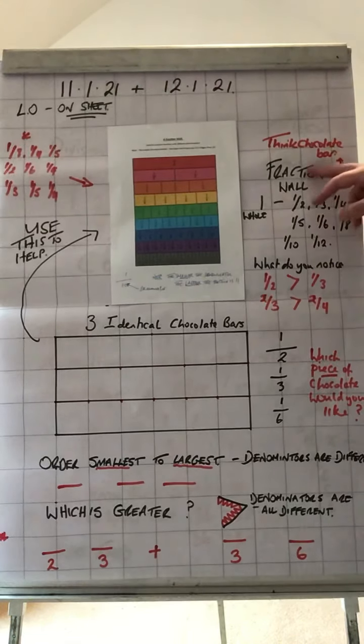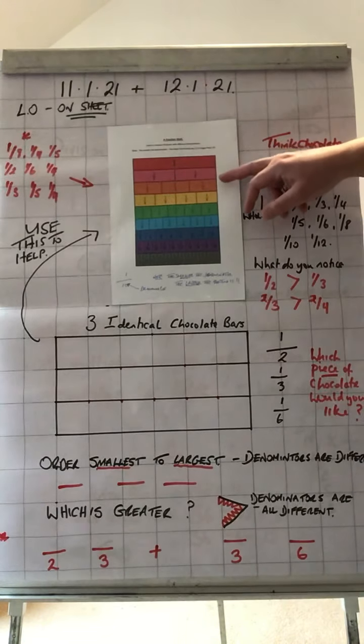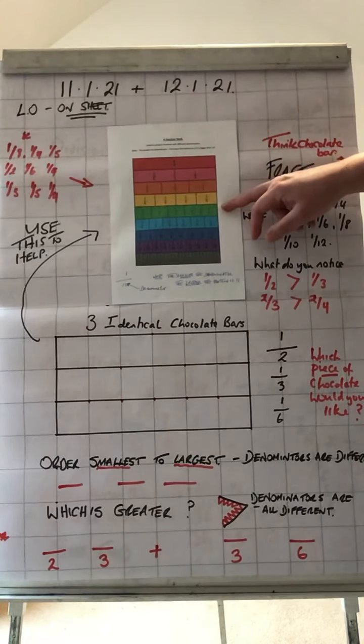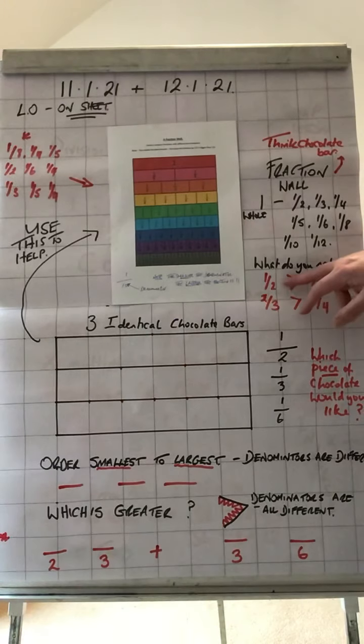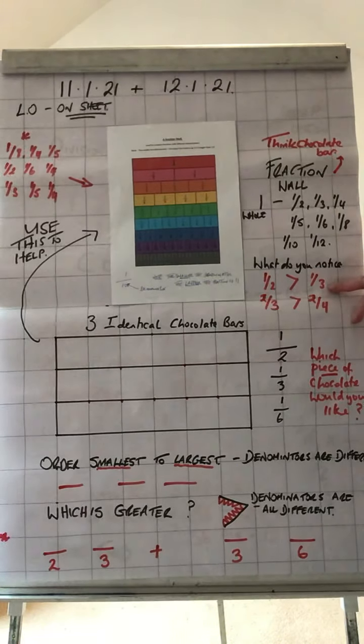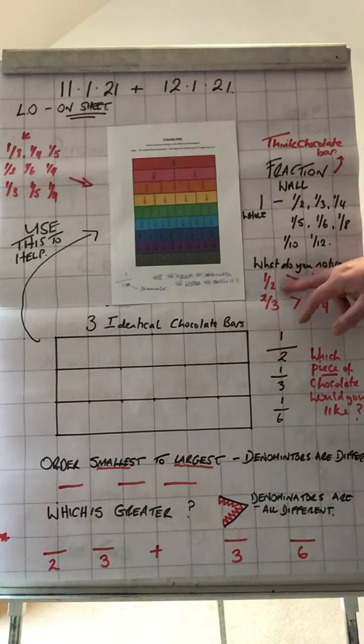Okay, so as I said, the fraction rule shows you half a bar, a third of a bar, a quarter of a bar, a fifth of a bar, 6ths, 7ths, 8ths, 10ths and 12ths. So you can use that when it comes to answering the questions. Okay, so again, the question would be, if you were to be offered either a quarter of a chocolate bar or a third, okay, hopefully you are all saying I would prefer a third.